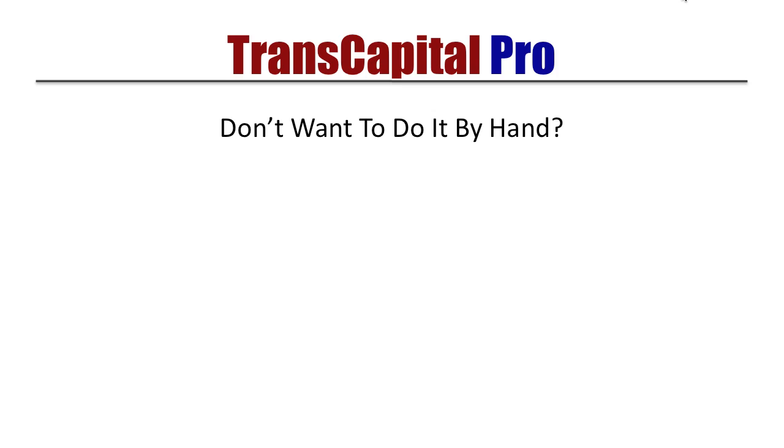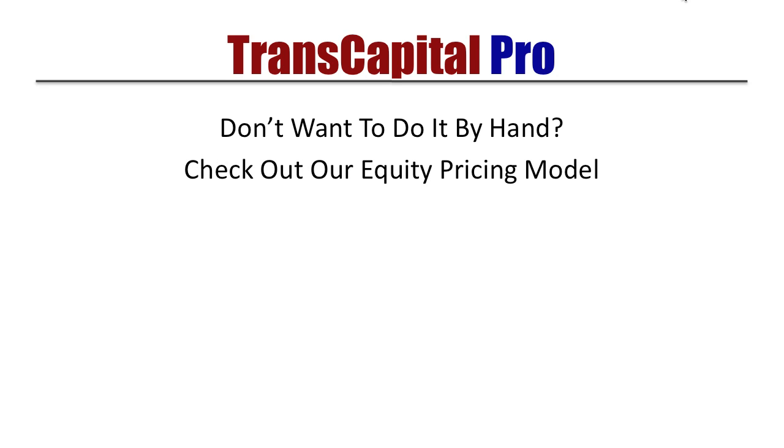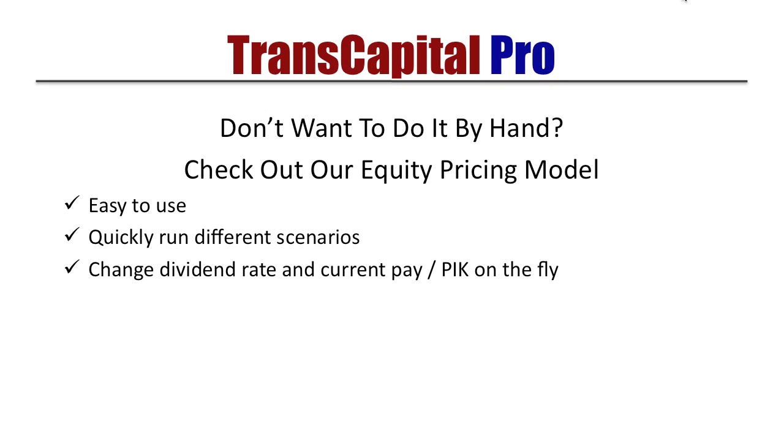So again, in conclusion, it's a pretty simple formula. And if you don't want to do this by hand, we've got a real nice little equity pricing model. It's real simple to use, and it quickly will allow you to run through different scenarios, so you can see how much equity you need to give up if you change your dividend rate, or if you make it current pay or PIK. It also provides IRRs for both preferred and the common.